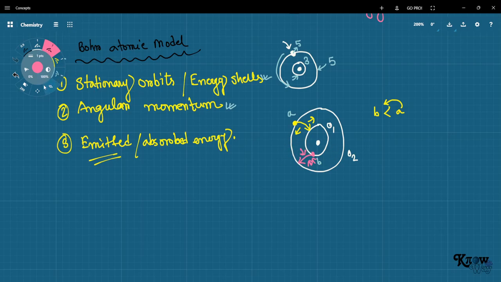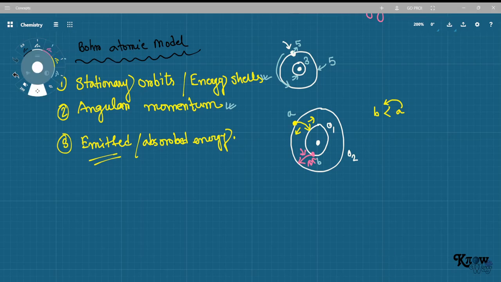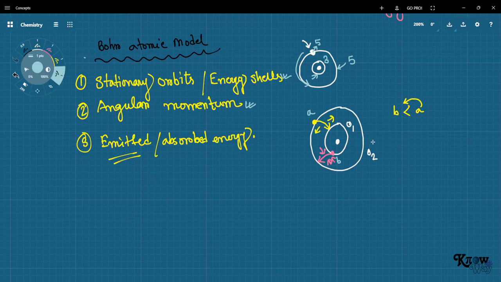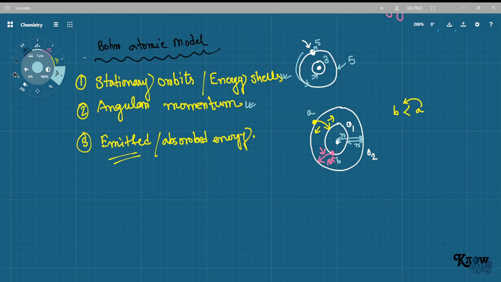So these are the basic concepts of the Bohr atomic model, and in the next class we will study more about the emitted energies and the angular momentum and how to find the radius of the orbits. We will have to find the radius of this orbit and this orbit right here, and we will know about the limitations of this Bohr atomic model. So till then, stay tuned.